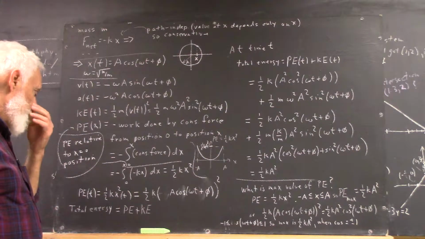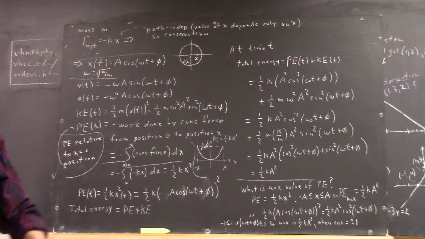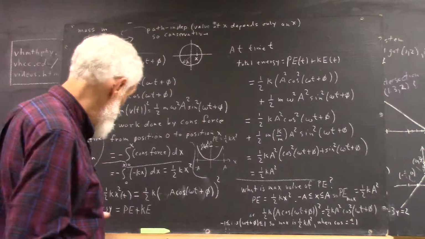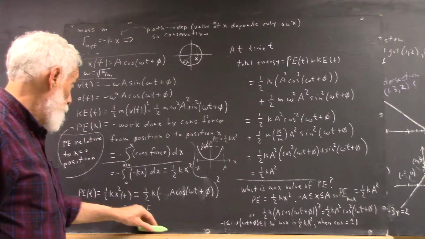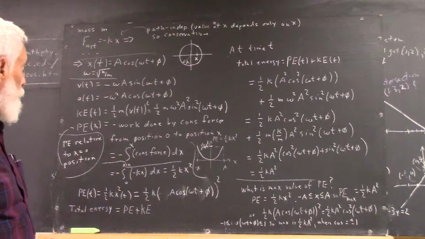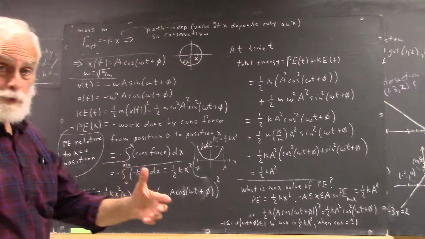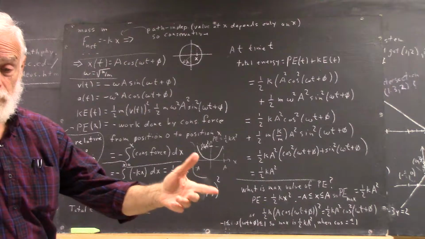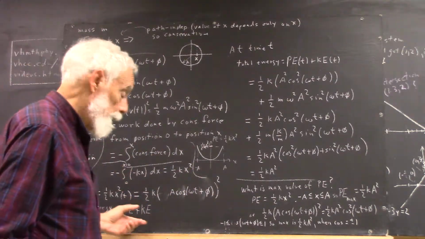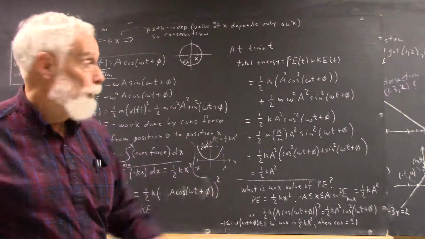Okay? Well, now the total energy is potential energy plus kinetic energy. That's what we mean by total mechanical energy. I didn't write the word mechanical. I probably should have, but I didn't. Well, do you want the potential energy at time t, or do you want the total energy at time t, or the total energy at position x? You can do it either way.